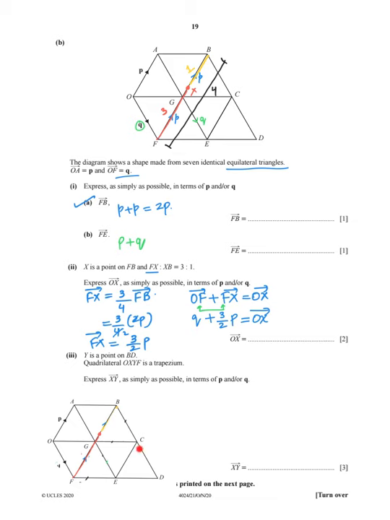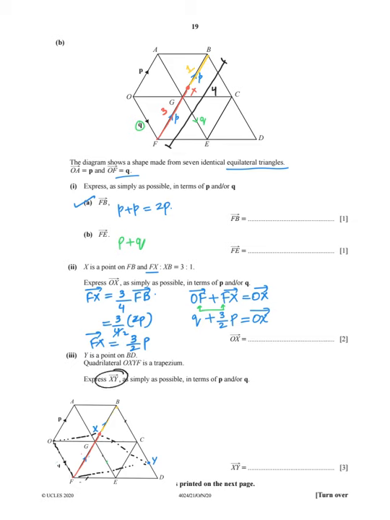In the last part it says that Y is a point on BD. On BD it can be anywhere. After that, quadrilateral OXYF is a trapezium. Express XY in terms of P and Q. I will say that this is point X, and let's suppose this point here is Y, right? We have a trapezium according to the condition that O, X, Y, F is a trapezium, and we need to find the vector XY.